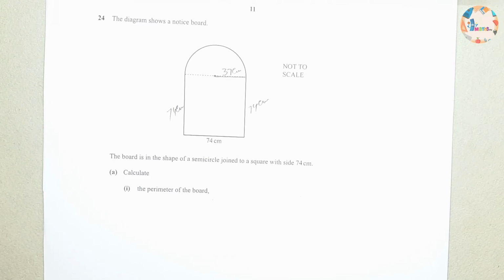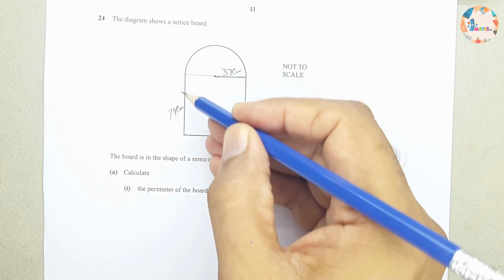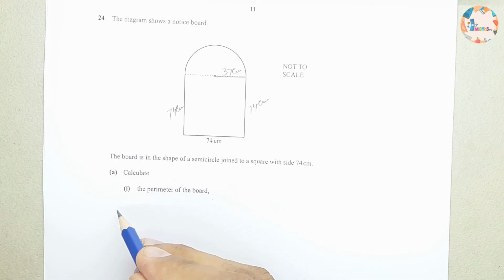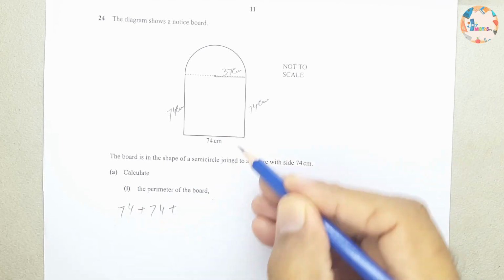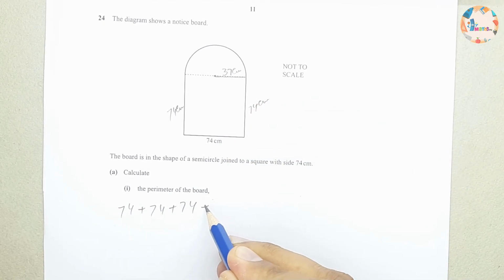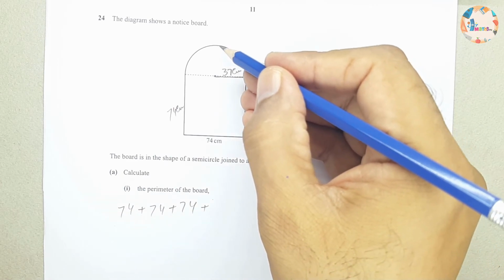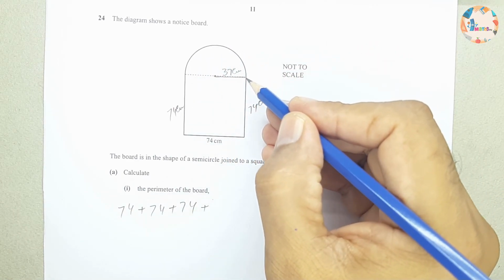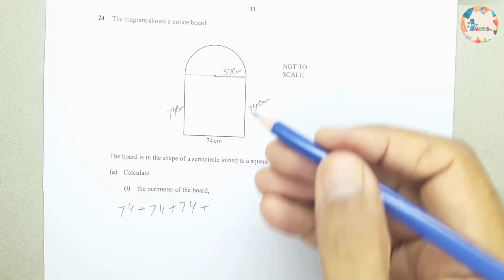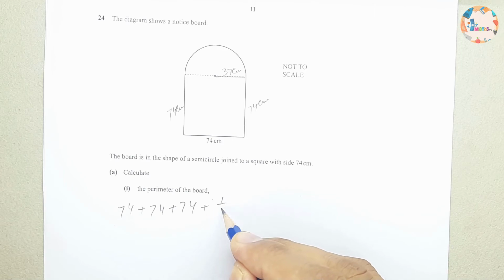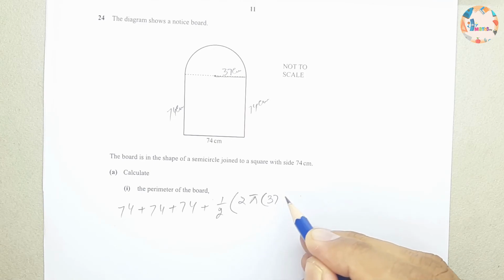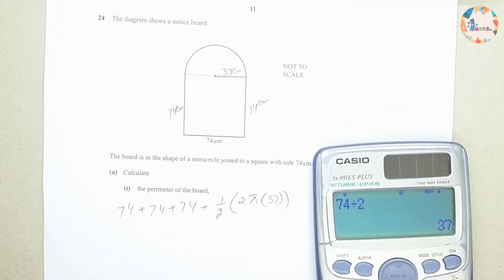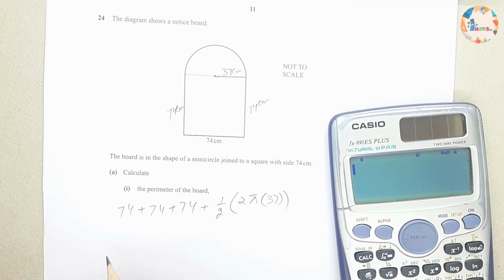Now the perimeter of the board, first part, A1 is the perimeter of the board. So for the perimeter, we have to take the round trip of the boundary line. So it will be 74. We'll start from here. 74 plus 74 plus this 74. So all three sides we have taken. Now we have to take this boundary line or perimeter of the semicircle. So the perimeter of the semicircle will be 1 by 2 into 2 pi r. So 2 pi into r will be 37. So this will be the whole thing which we will be adding.